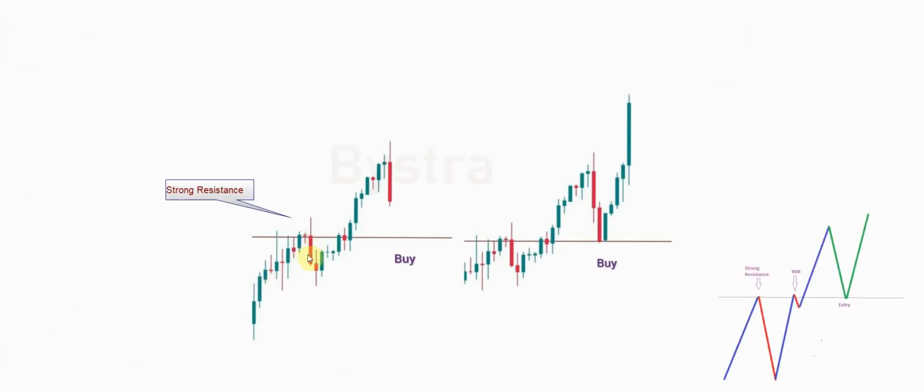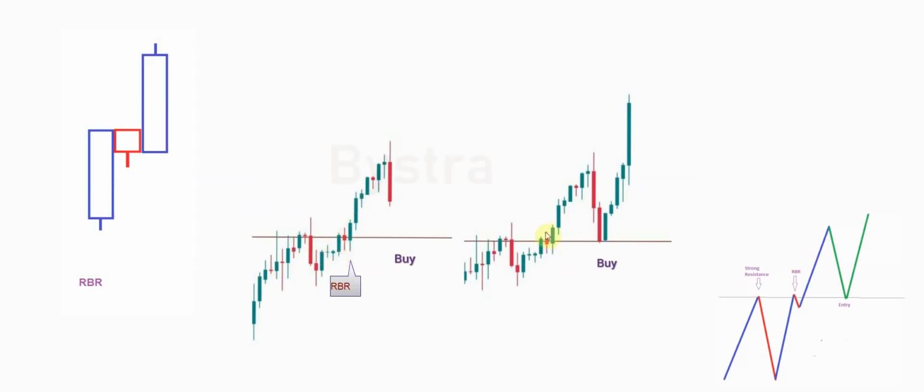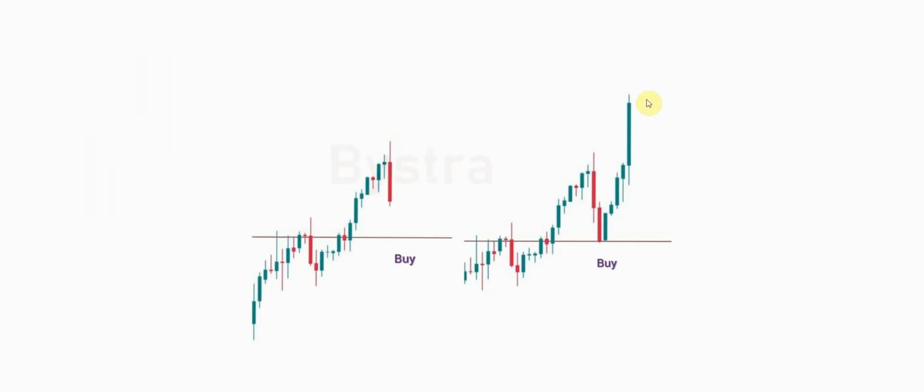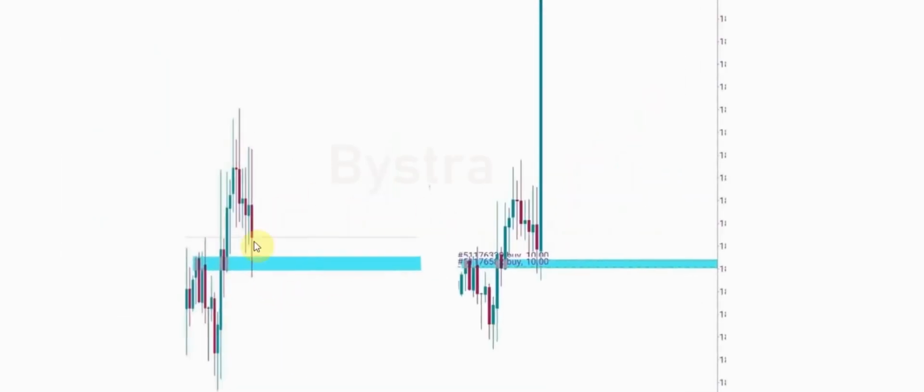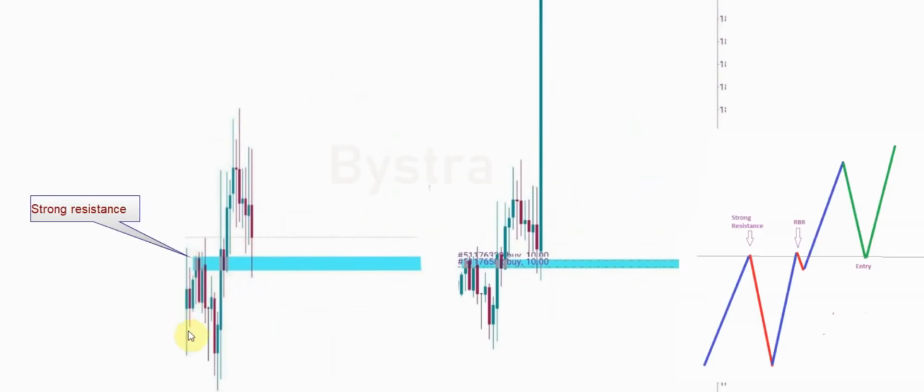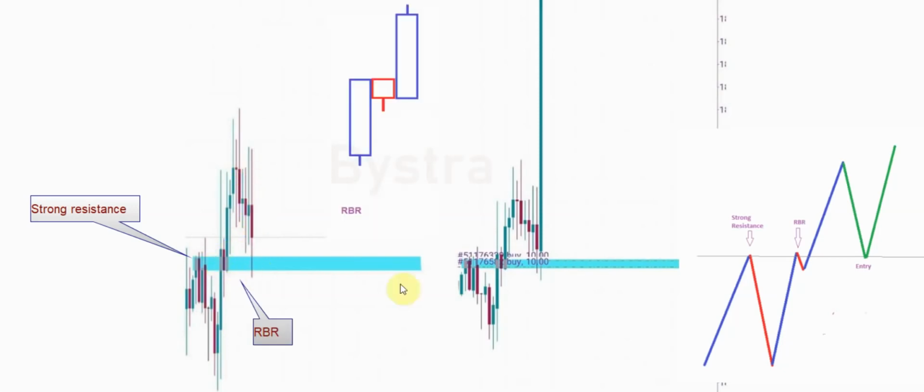We have a strong resistance, and this strong resistance is in the same line as the rally-based rally. Then price came back and continued to fly. So this is an example of SNRC1. And here is also an example of SNRC1. We have a strong resistance in the same line with the rally-based rally, and the price came back and continued to fly. And here we also have the same one.